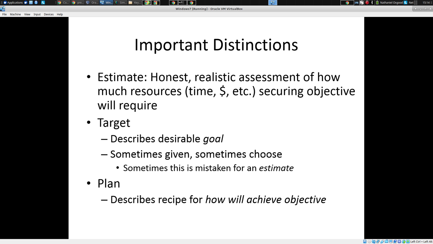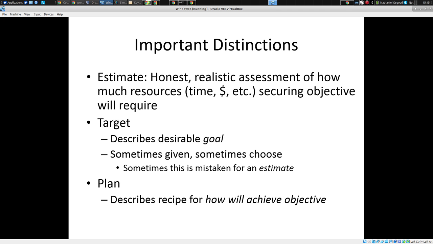So estimates here are an attempt to give a thoughtful assessment of how much, in this case, time would be required to attain a certain objective. A target describes some desirable goal, and it may involve a time estimate or a time guess to get there. We have some target. We'd like to be able to ship this product ideally by year end. And it's a target. It's something we'll shoot for, something we'll aim at. But it's not an estimate of how long it will take. It's a motivational, aspirational goal. We'd like to be able to do that.